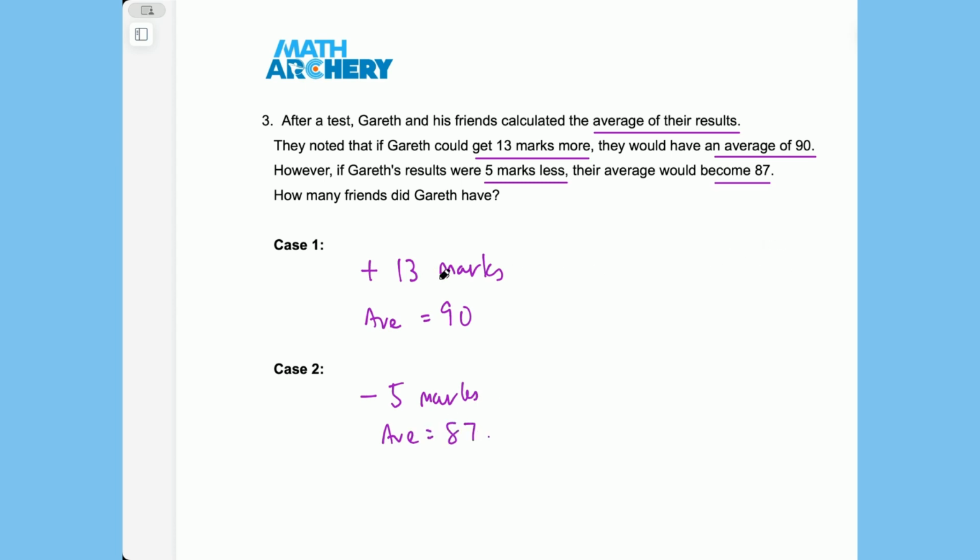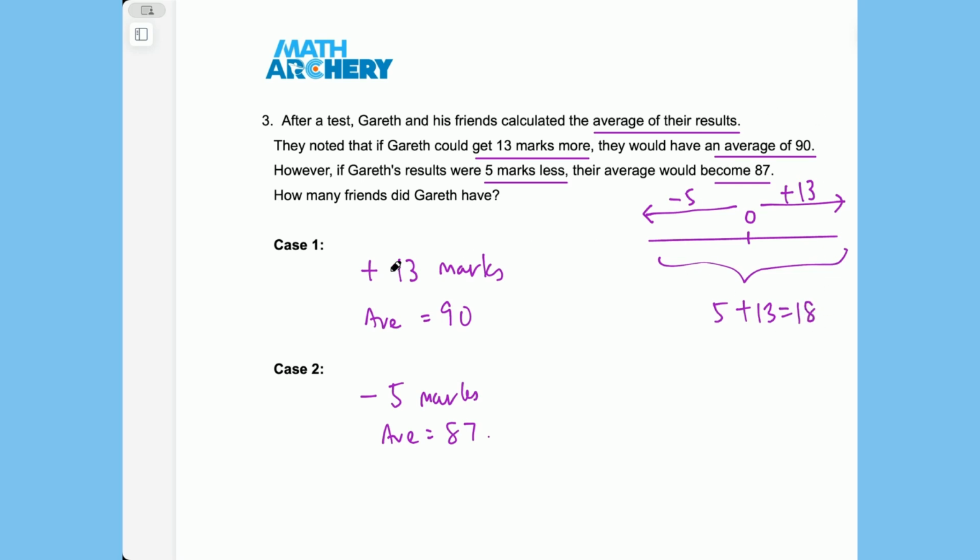Okay, so what we can see is that between the first and second case, what is the gap? Suppose it's the number line, this is 0. For the first case, Gareth gets 13 more marks. But for the second case, Gareth has 5 fewer marks. So the entire gap here is 5 plus 13, which is 18. So this is the first thing.